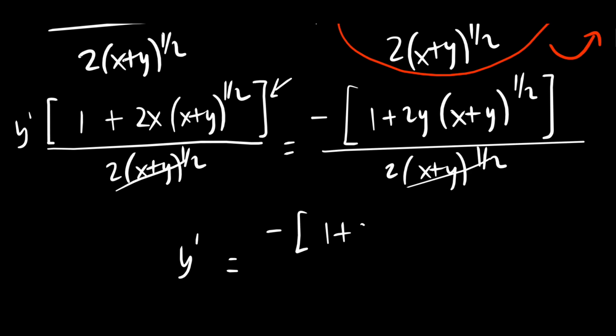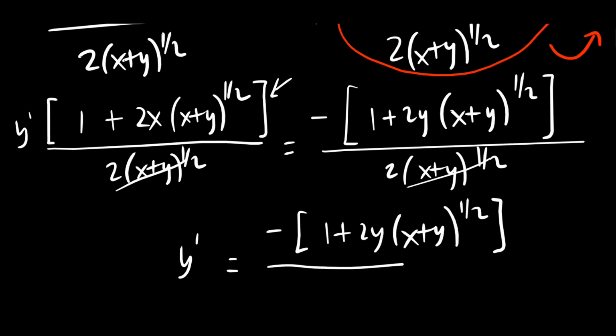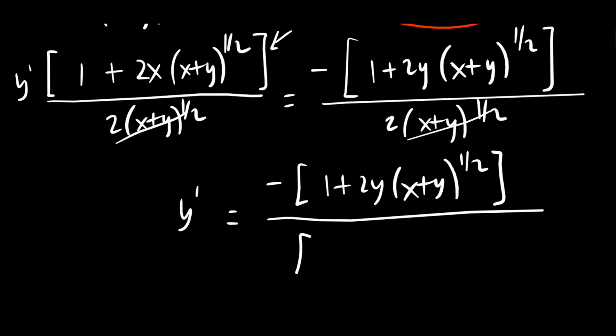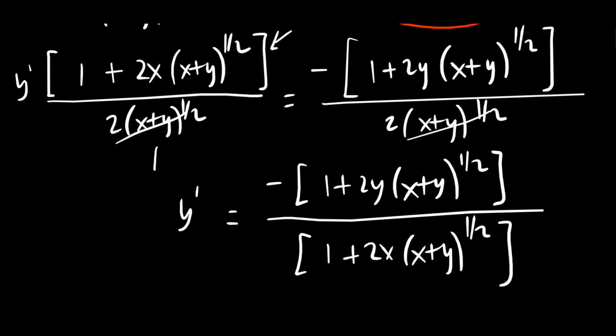So we have y prime is equal to negative, just copy the numerator, 1 plus 2y times x plus y raised to the power of 1 half, all over, just copy the numerator containing y prime, 1 plus 2x multiplied by x plus y raised to the power of 1 half. So this is now our final answer.